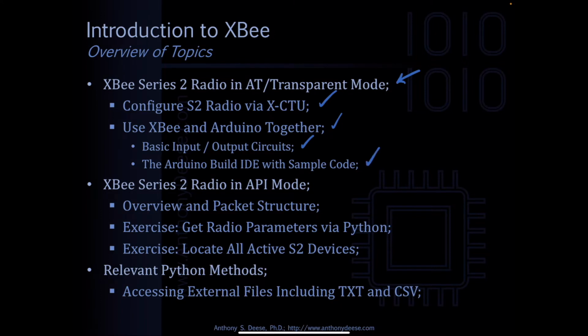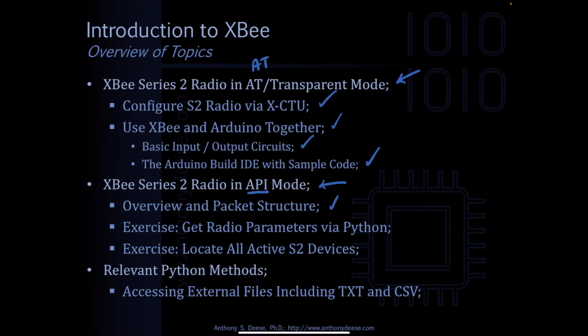Next module is the XBee Series 2 radio in API mode. So the main difference here is we have AT mode versus API mode. We'll discuss the overview and the structure of the packets that are used. Those packets are the main differentiator between the AT and the API mode. Then we're going to go over a couple of exercises.